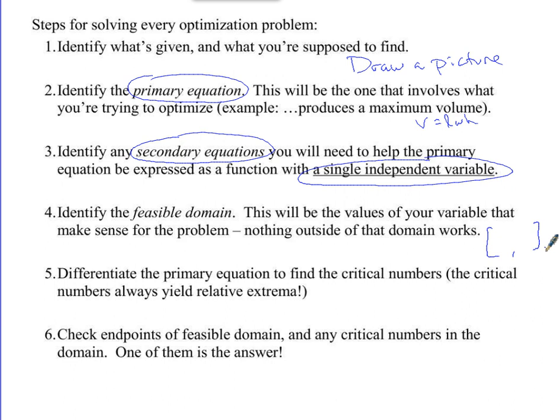And now when we're trying to find an absolute maximum or an absolute minimum, we differentiate our equation, and then we look within that interval, including the endpoints, to figure out where that maximum or minimum is that we're looking for. Check your endpoints of your feasible domain and any critical numbers in the domain. One of them will be your answer. And then you just put your answer back into the context of the problem.